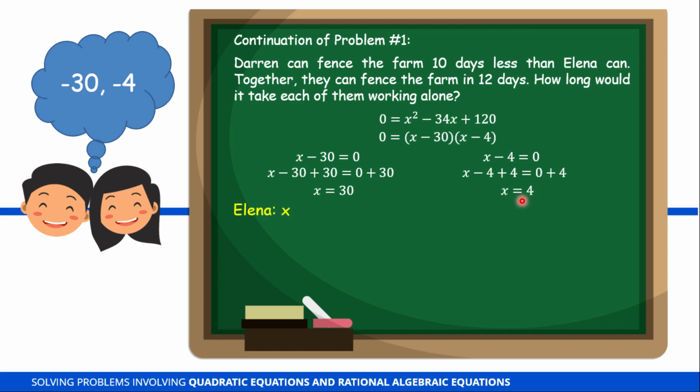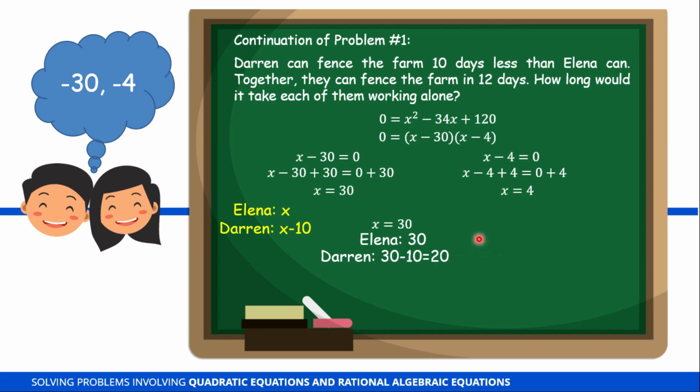Ang sabi natin kanina, let x be the number of days para kay Elena. Okay, yan yung kay Darren. So, we have x minus 10. Gamitin muna natin yung x is equal to 30 para sa number of days ni Elena and ni Darren. I-substitute natin yung 30 doon sa x. That means, Elena can fence the farm in 30 days. And syempre, yung kay Darren, that's x minus 10. So, magkakaroon tayo ng 30 minus 10. So, Darren can fence the farm in 20 days.